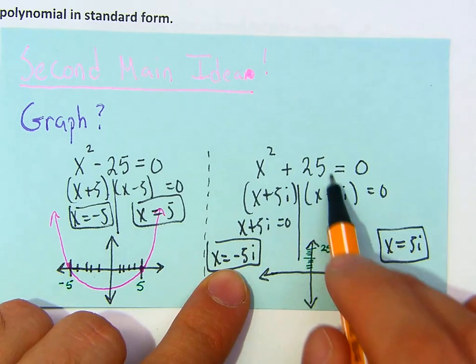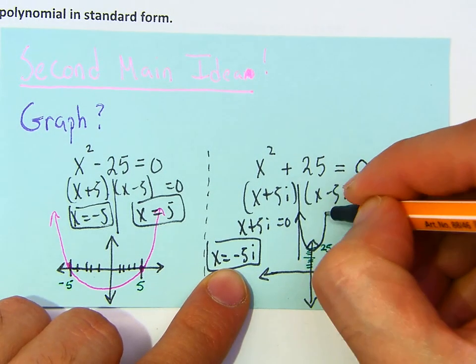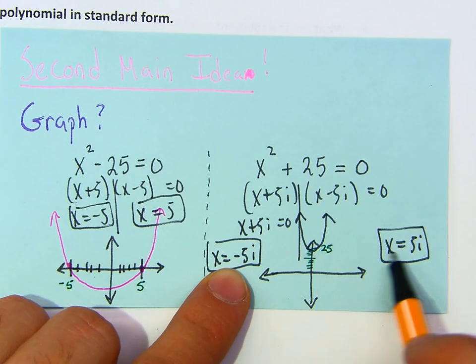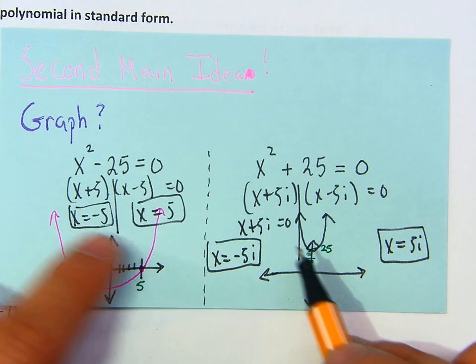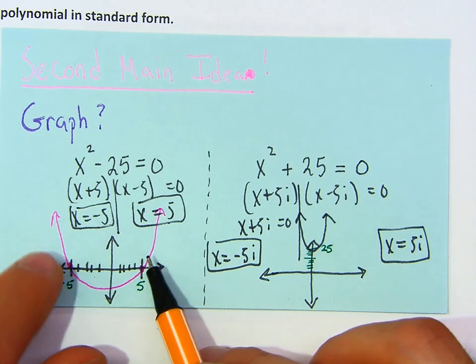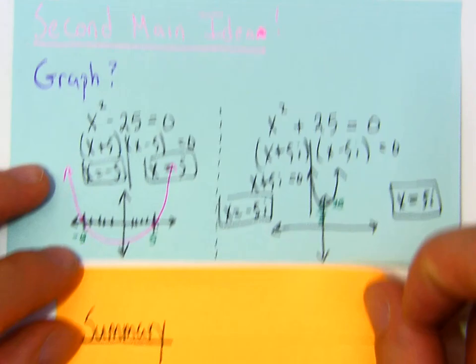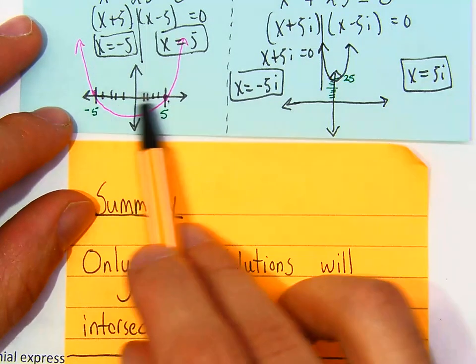This graph over here will not intersect the x-axis because the solutions are complex. So if you have complex solutions, it won't intersect the x-axis. But if you have real solutions, it will intersect the x-axis. And that's the idea for the lesson. Like here, only the real solutions will intersect.